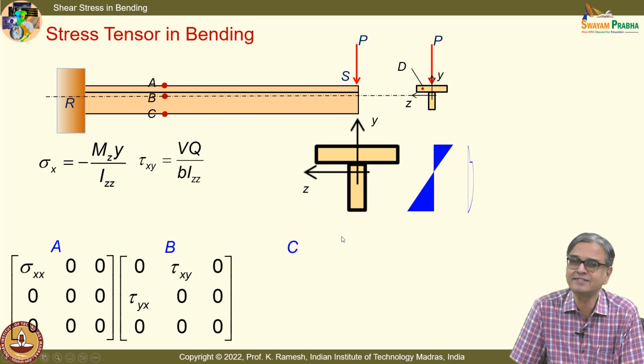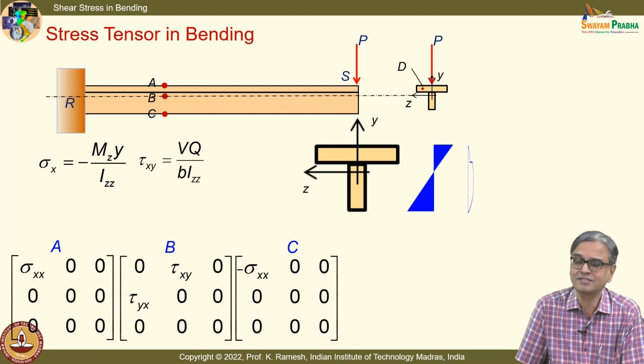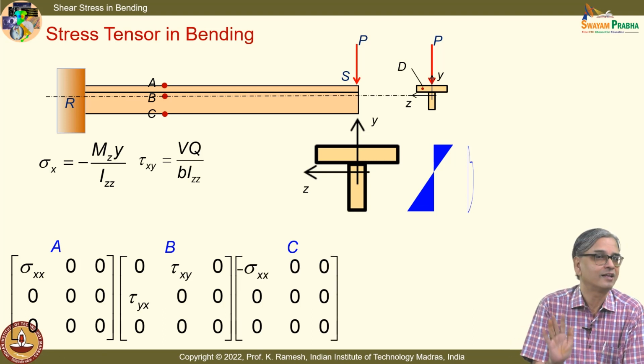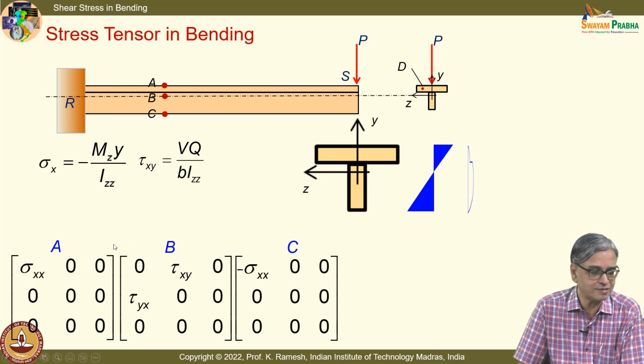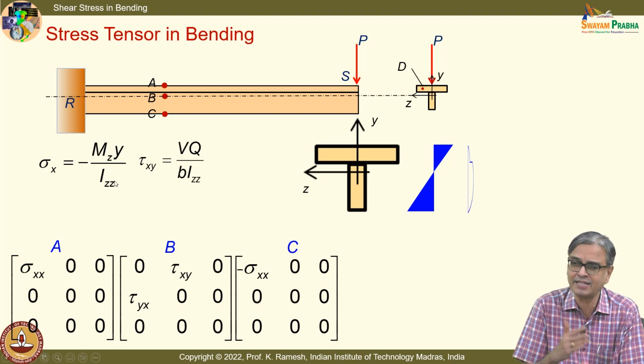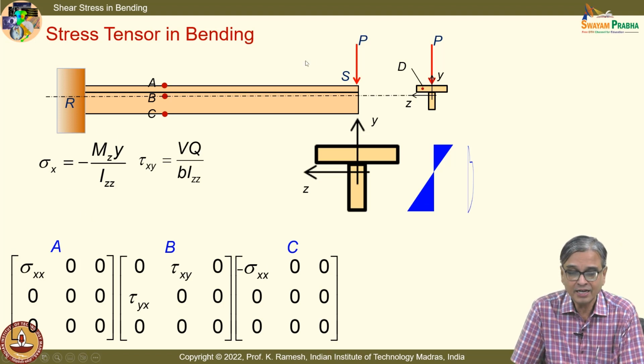And point C is again very simple. What is the stress that you have? You have only normal stress. Because I have put this as tensile, I have put this as compressive, or you can say that my mathematics will give me that. Either way you can take it. Now, I take a special point D.